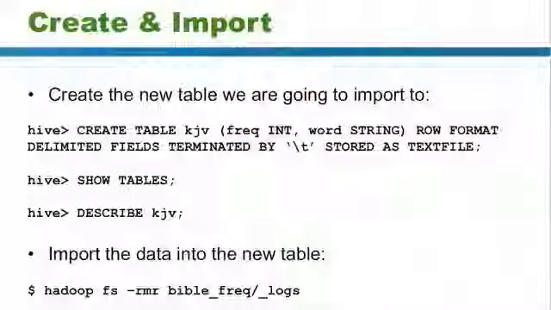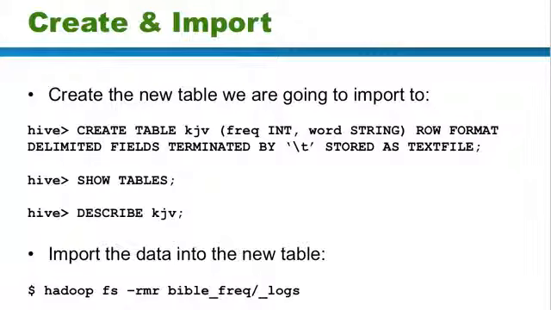So the create and import statement. We want to create a new table we're going to import to. So we create the KJV table, which is going to hold the King James Version of the Bible. Now we have two tables, Shakespeare and KJV. We're going to import the data into the new table, so import the Bible version into the KJV table.